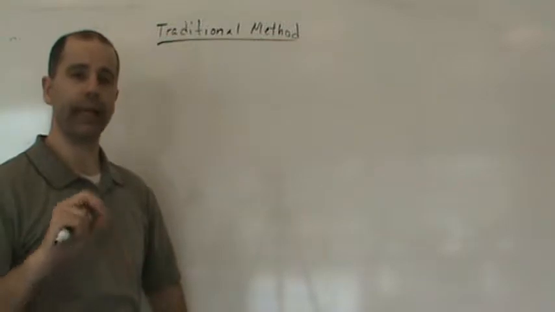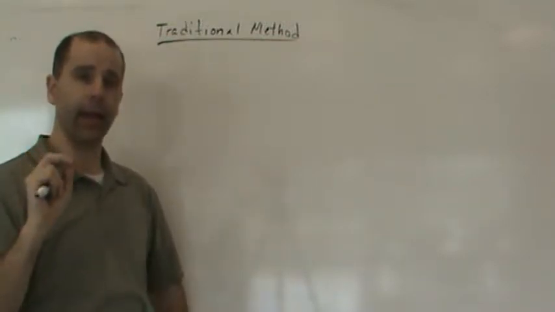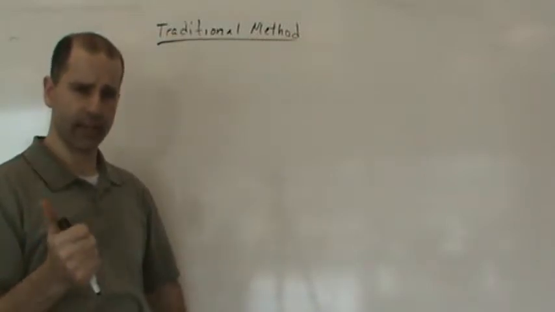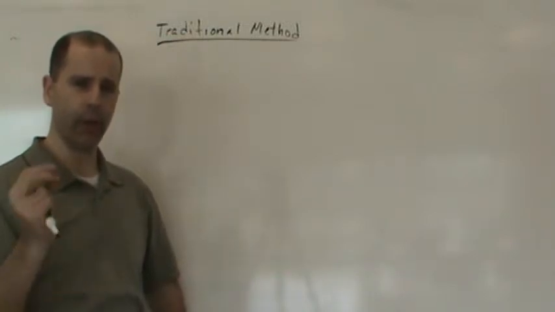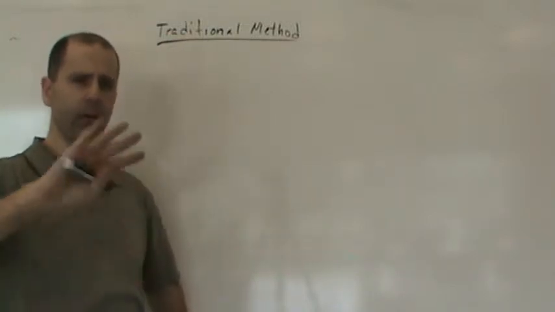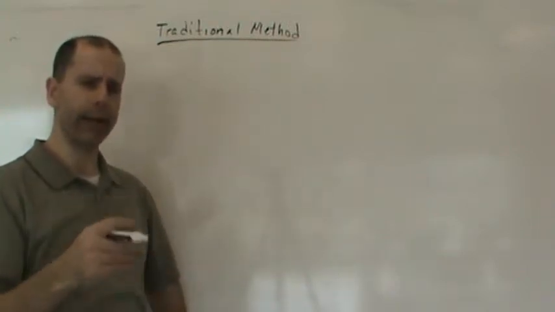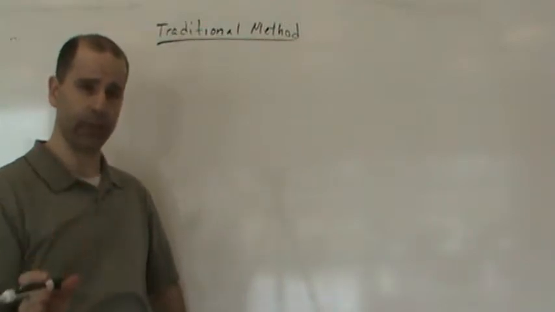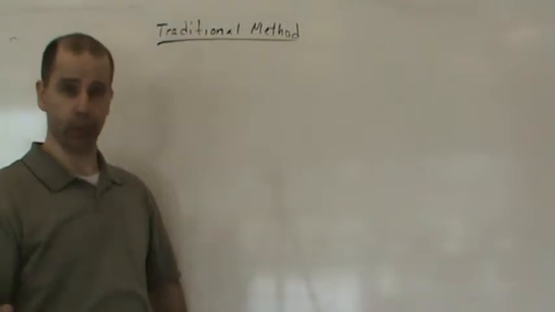The traditional method involves 2 pieces: a test statistic and a critical value. I'm going to show you what the test statistic is, how you get your critical value, and how you compare the 2. We're going to start with the mean. Later on we'll talk about other parameters like p, but right now we're going to stick with mu, the population mean. Once we get to the other parameters, it'll be very similar.